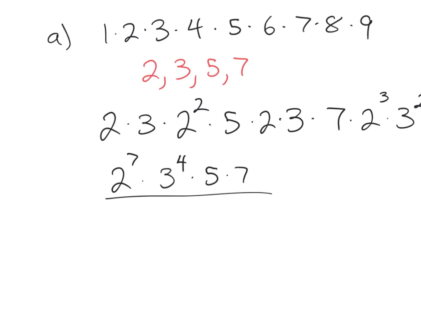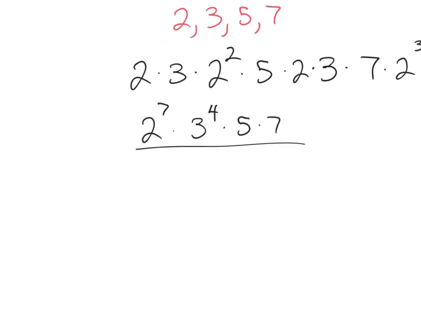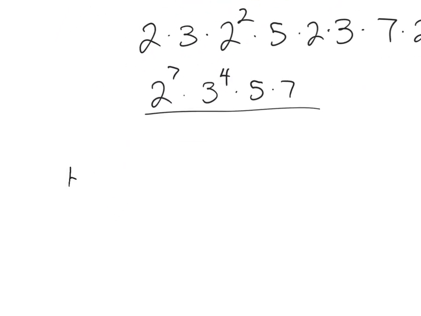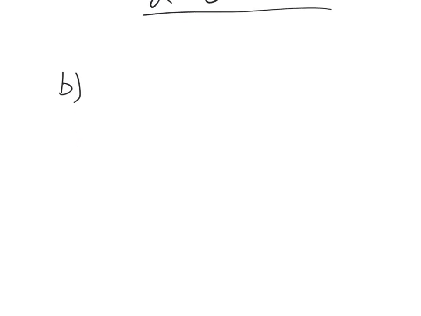Let's do another one. We'll call it B. For B, let's say that we have 33 to the 5th times 39 times 4 to the 12th. Okay, so let's split each one of these up into their prime factorization.